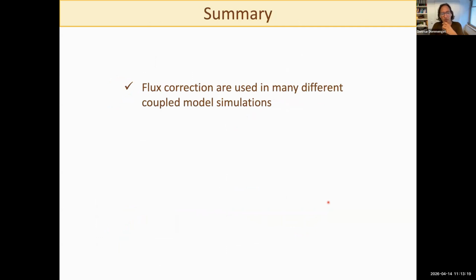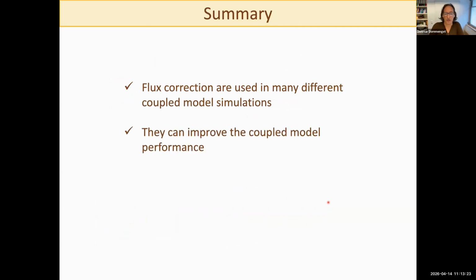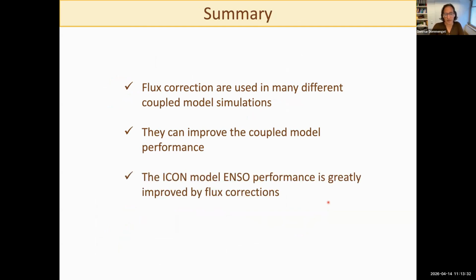So in summary, flux corrections are used in many different ways in coupled model simulations. They can improve the performance, but there's no guarantee that they do, but quite often they do. The ICON model's performance has greatly improved by flux correction, mostly due to the heat flux, but also due to the wind stress corrections.